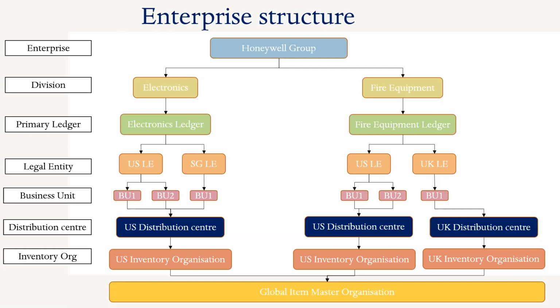The reason is that the item master is only a virtual item master or virtual inventory organization, whereas we don't have any physical reference for this particular item master organization. That is the reason we have this as a global. So this is optional. If we want to have one item master for each inventory organization, we can have it, but we have the privilege of having this as a global. So this is all about the enterprise structure.